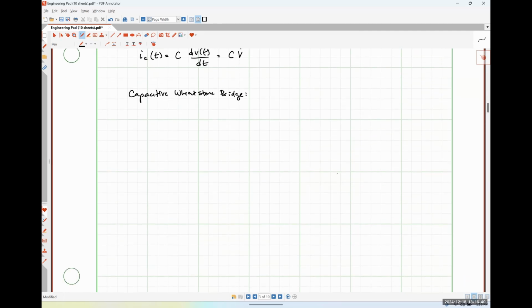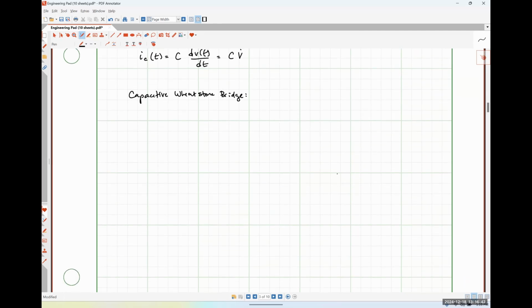So for a capacitive Wheatstone bridge, we might have something like this. I'm going to have my excitation voltage here, V, and I'm just going to say explicitly that this is V naught cosine omega t. That's the voltage that I'm applying to excite this thing.